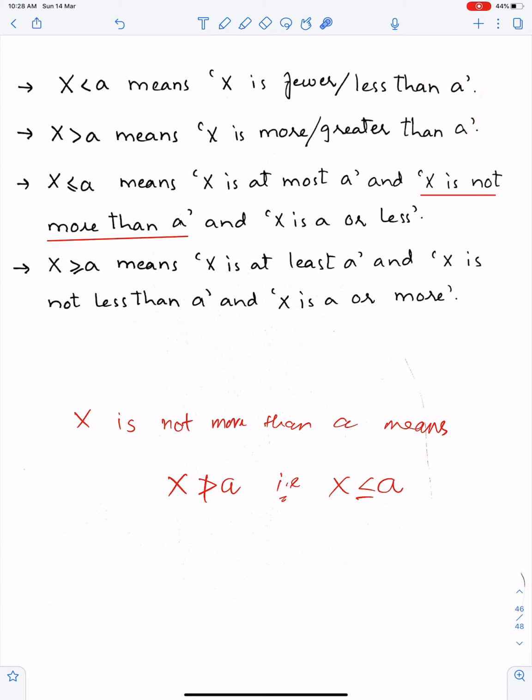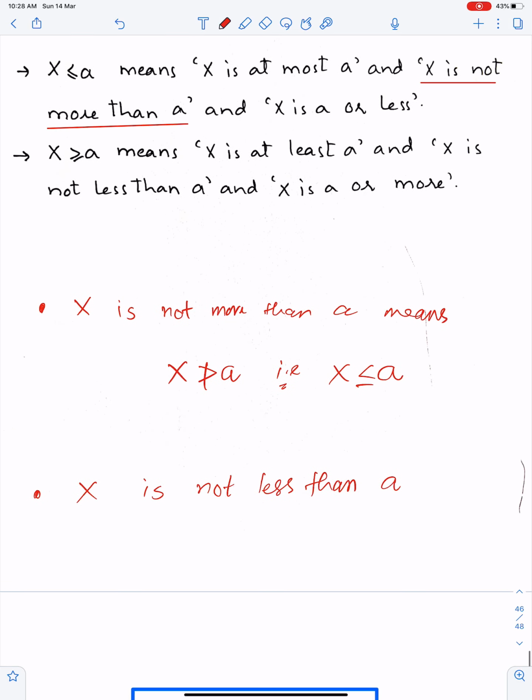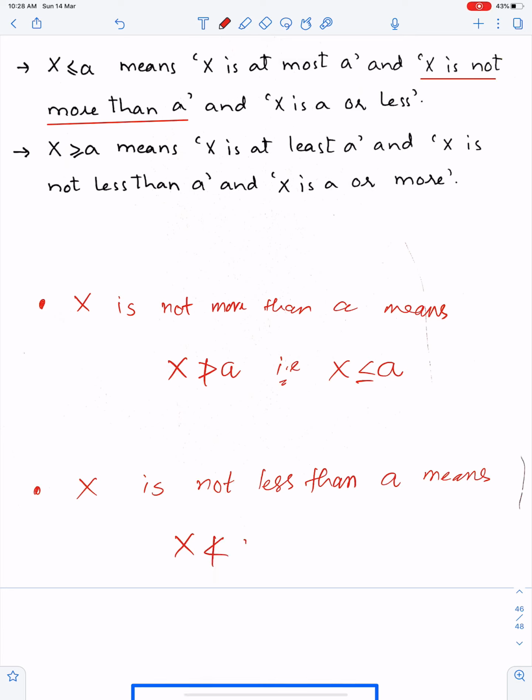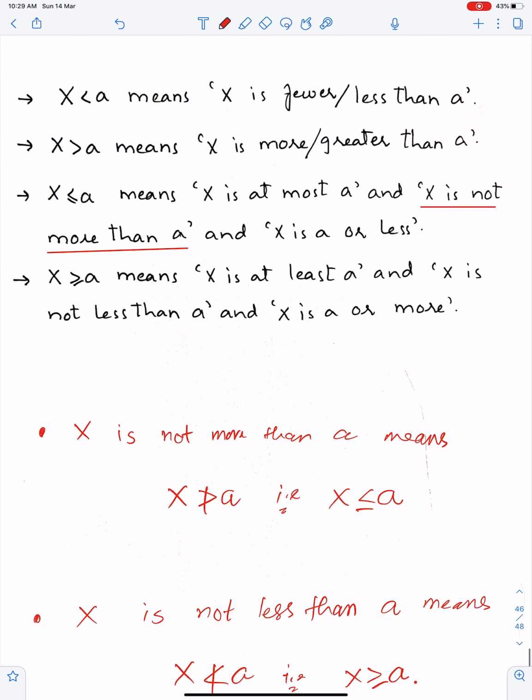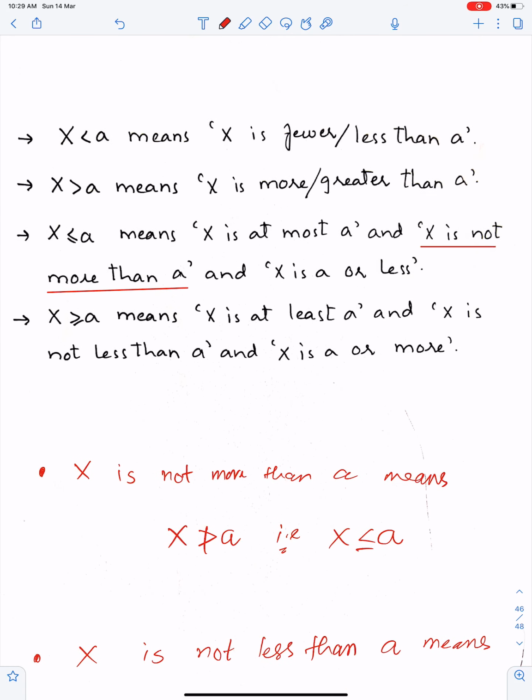Now the last one, this means X is at least A, and you can say X is not less than A. These two statements are very important. X is not less than A means X is greater than or equal to A. Make sure you understand these statements. This is an important note regarding the inequalities.